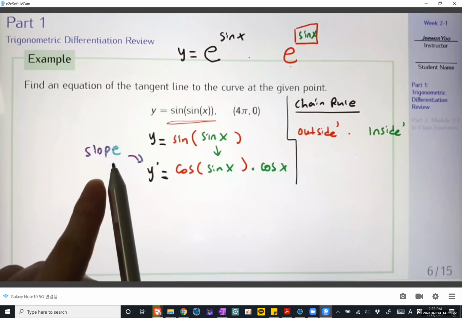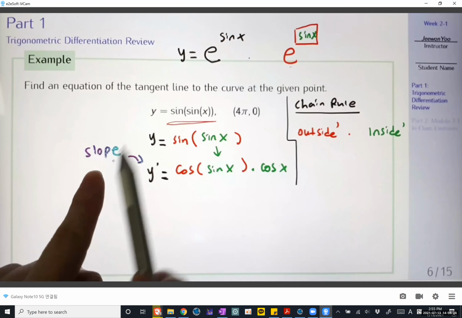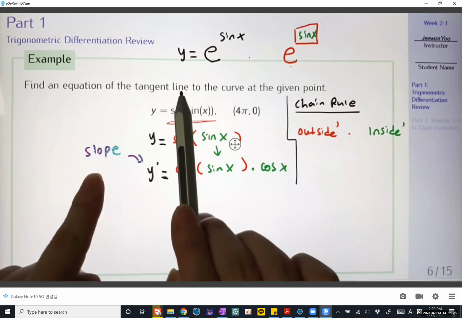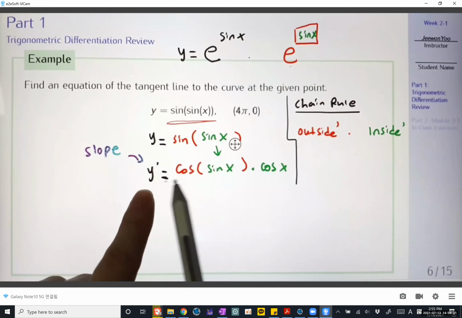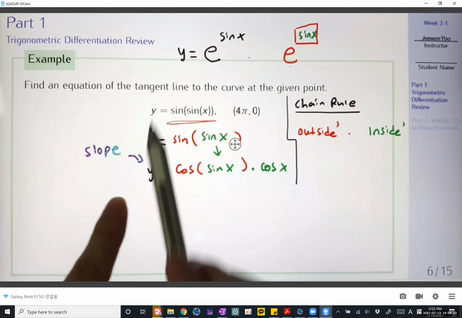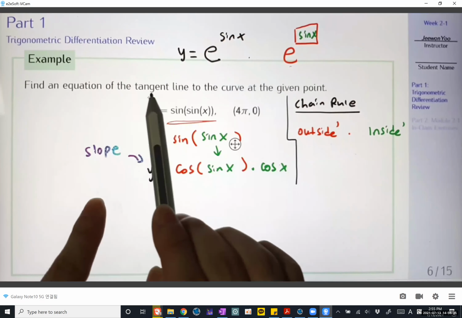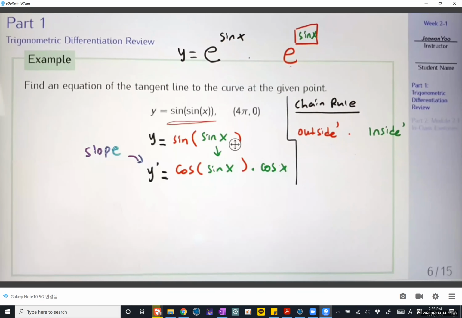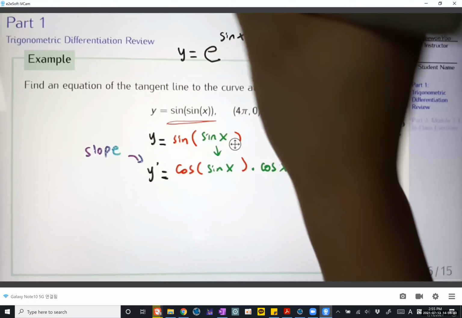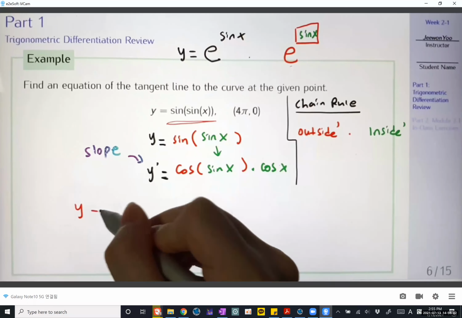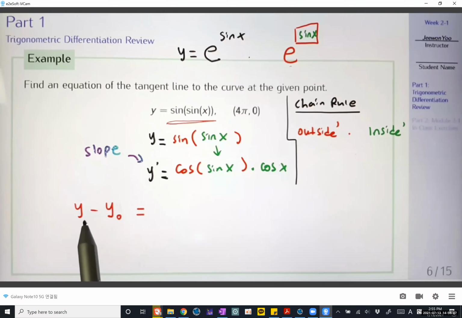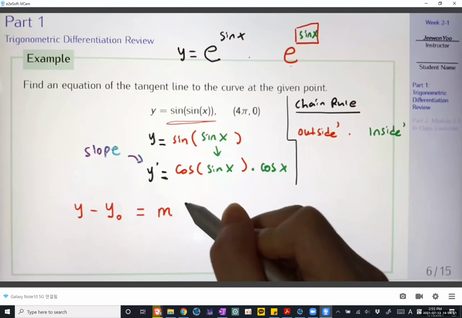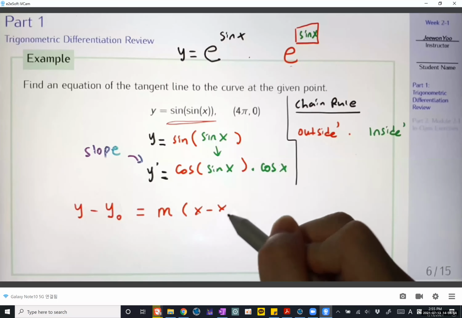But hang on, everyone. Whenever we talk about the slope and a tangent line, slope is just a part of the tangent line, so that means y prime is not the full answer to the question. If you want to find an equation of the tangent line, it looks like this: y minus y naught, it's just my personal preference, point slope form, y minus y naught equals the slope m times x minus x naught.